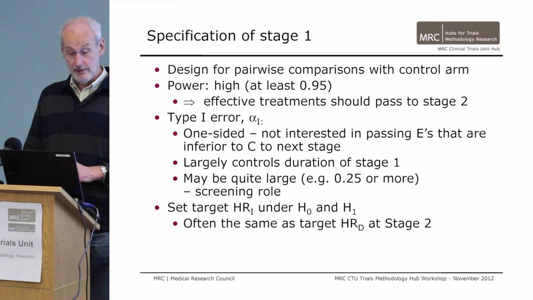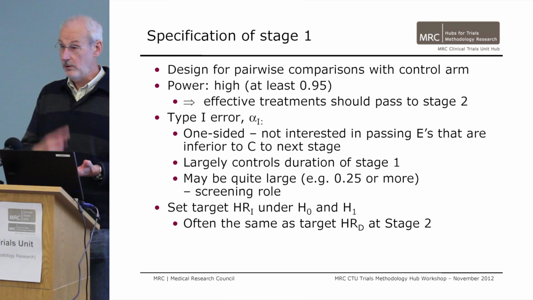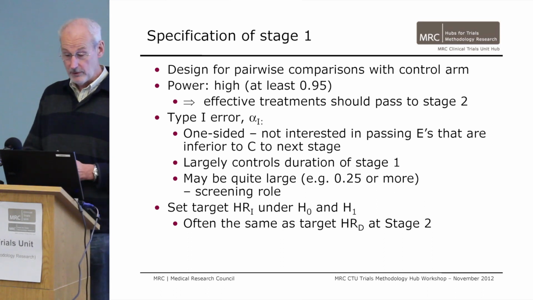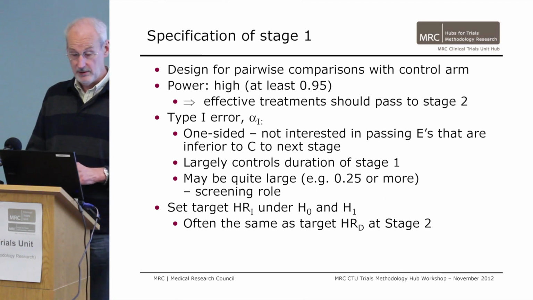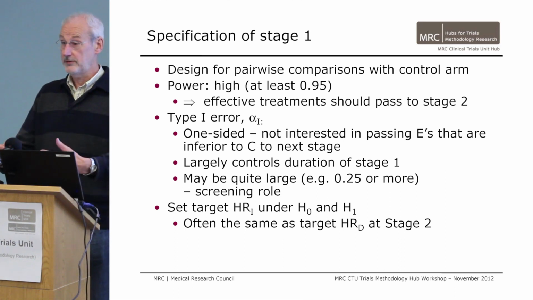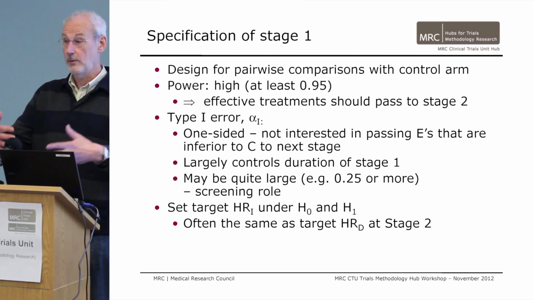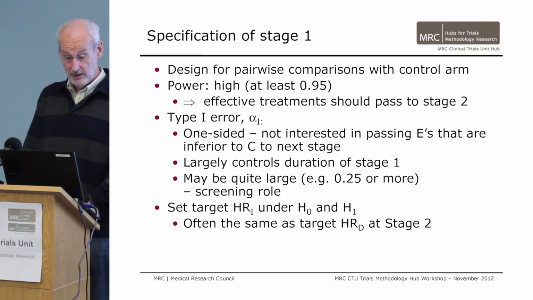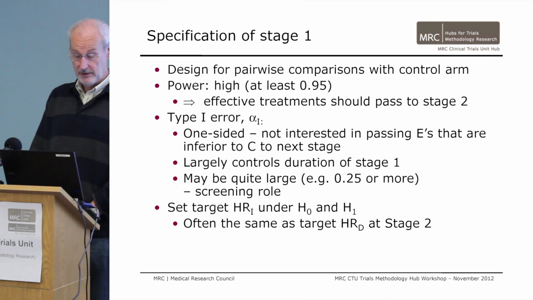In terms of the type 1 error, the significance level alpha I for this, first thing to say is we want it to be one-sided, not two-sided, because we're not interested in experimental treatments that are worse than control at this stage. We don't want to know about that. So we use a one-sided significance level, which is a bit unusual. Just an aside, the actual significance level we use here tends to control how long stage 1 lasts. The more stringent it is, the more events are required, and the longer stage 1 has to last. So that's quite an important consideration in practice.